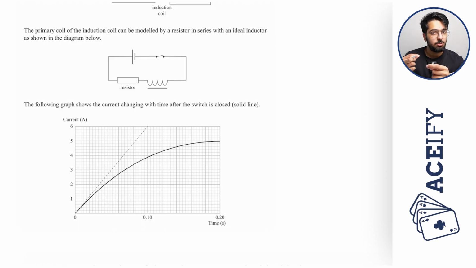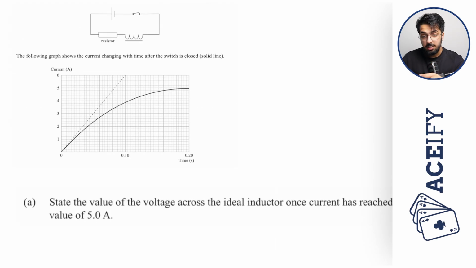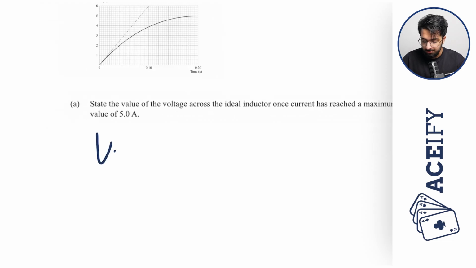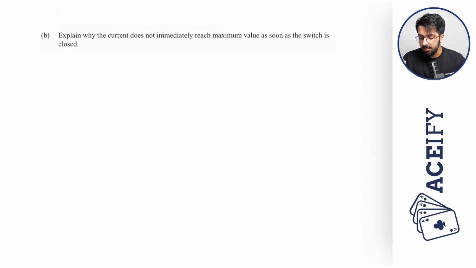And so therefore the potential difference is 0. And so if the inductor acts like an ideal wire when the current is at a maximum state, therefore the voltage across the inductor is equal to 0 volts. Alright, explain why the current does not immediately reach a maximum value as soon as the switch is closed.